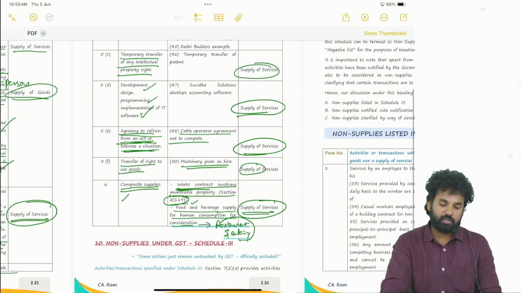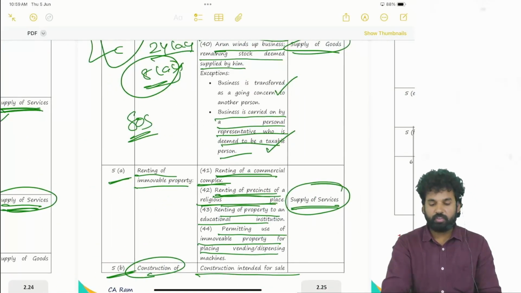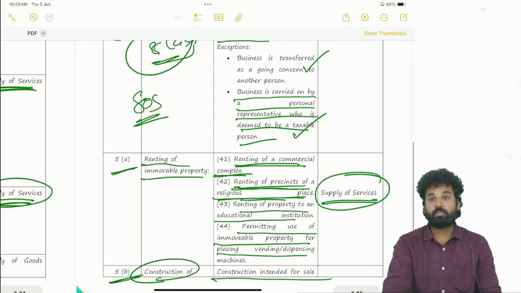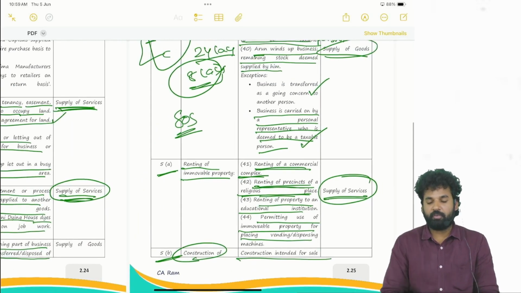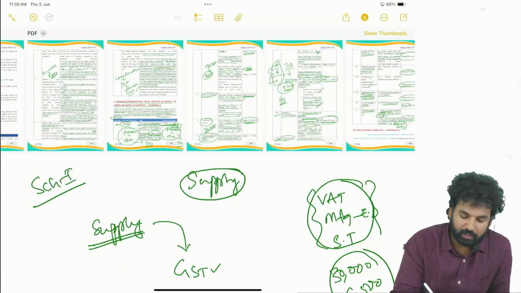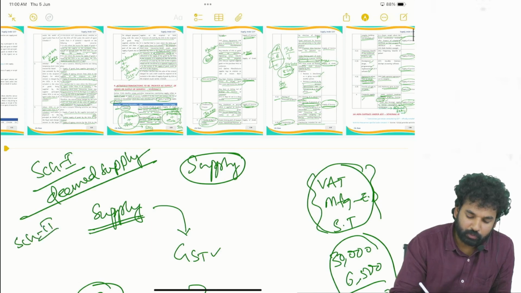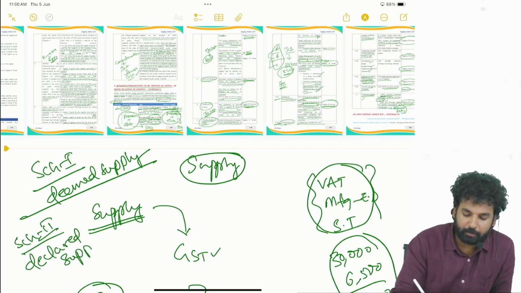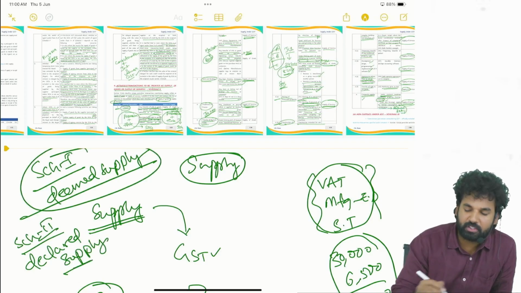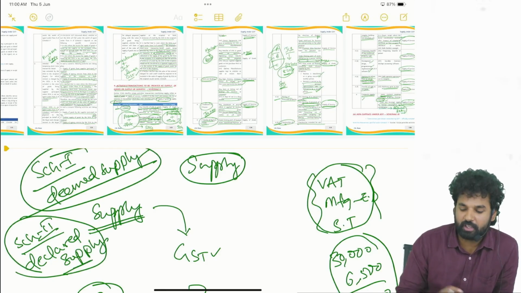So these are the six services, which have been given under schedule 2, which shall be treated as supply of goods or supply of services as per schedule 2. We can say a declared supply. For schedule 1 we can name it as deemed supply. Deemed supply is supply without consideration, schedule 1. For schedule 2 we can name it as declared supply. That means supply of goods or supply of services has been declared.